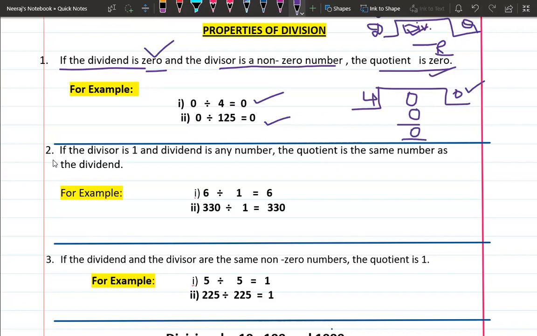The next property of division is, if the divisor is 1. Suppose your divisor is 1 and the dividend is any number, the quotient is the same as the dividend. Whatever the dividend is, that is the answer. So let's make a division box first. The divisor is 1, and we always write the divisor outside, so we'll write 1 outside. And the dividend is any number. For example, they have taken 6.